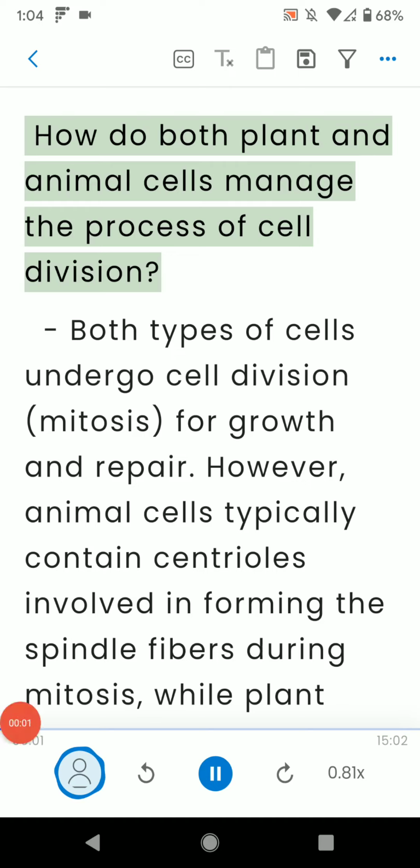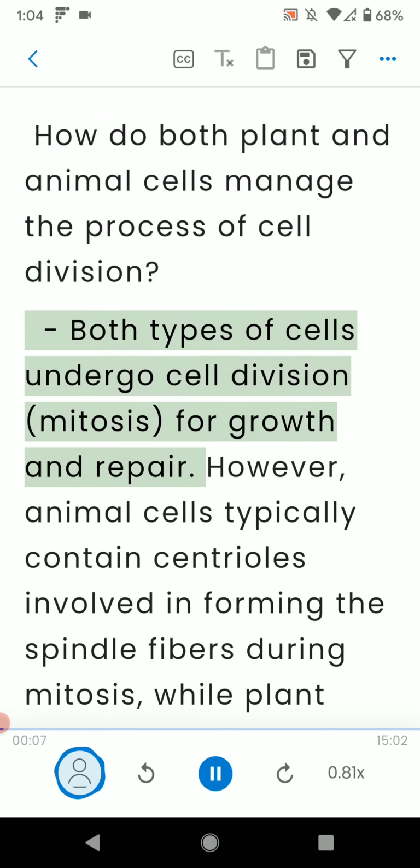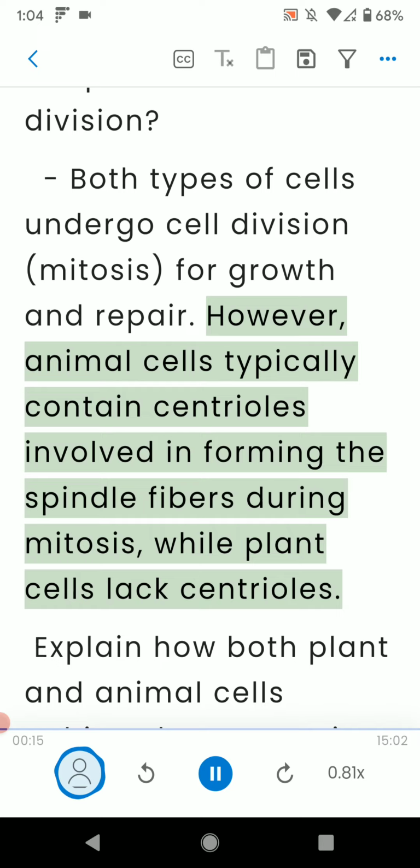Do both plant and animal cells manage the process of cell division? Both types of cells undergo cell division for growth and repair. However, animal cells typically contain centrioles involved in forming the spindle fibers during mitosis, while plant cells lack centrioles.